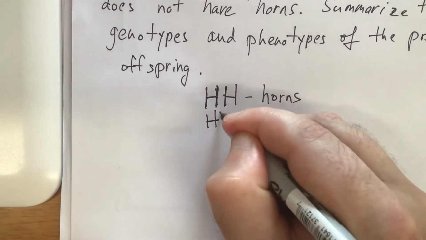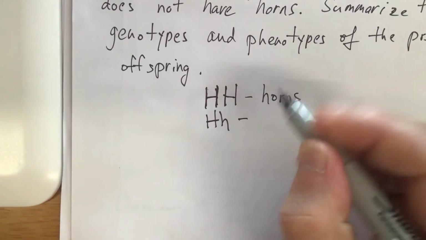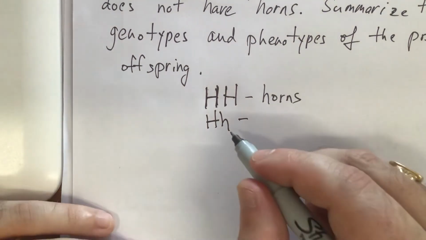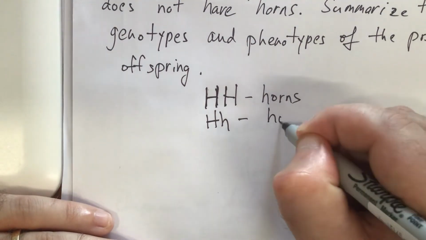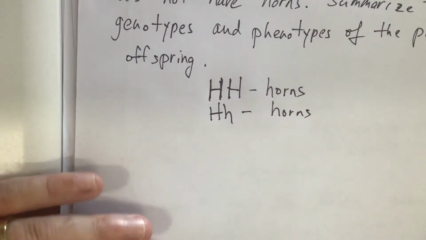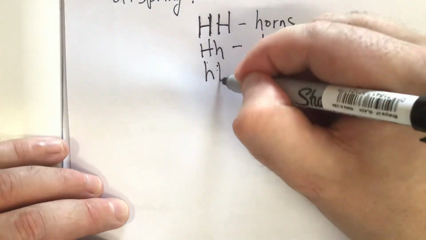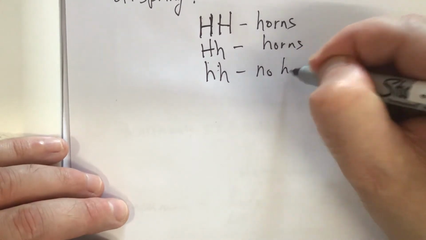This one, capital H, small h, is heterozygous, but it's still dominant. So this case will have horns as well, because horns is dominant. The recessive case will be small h, small h, and this one will have no horns.